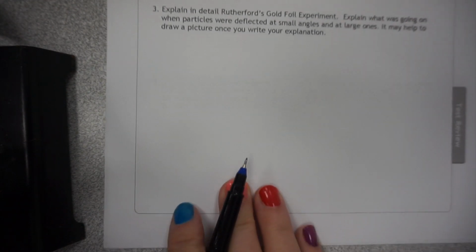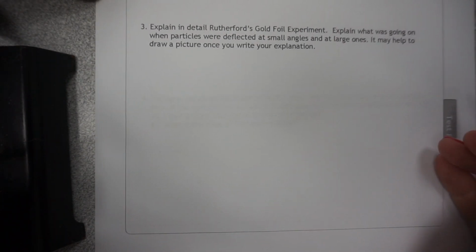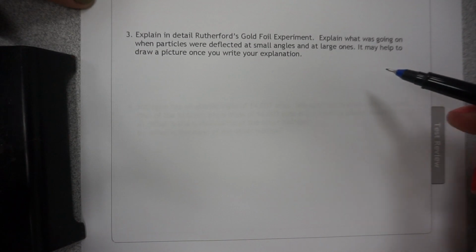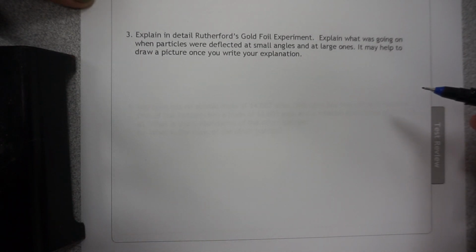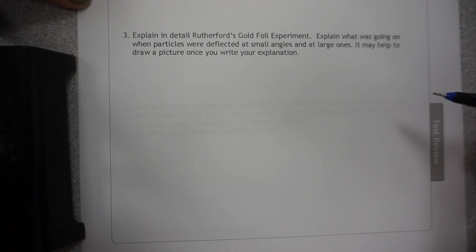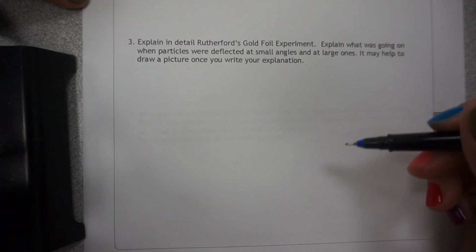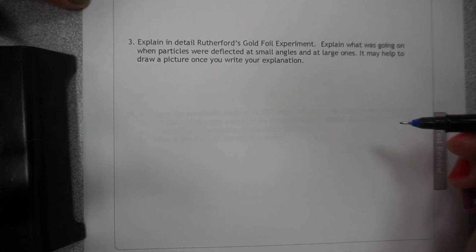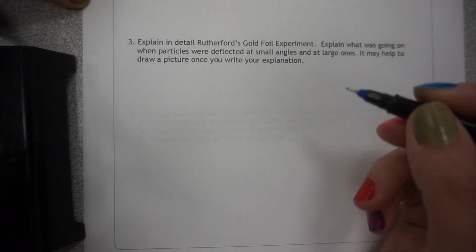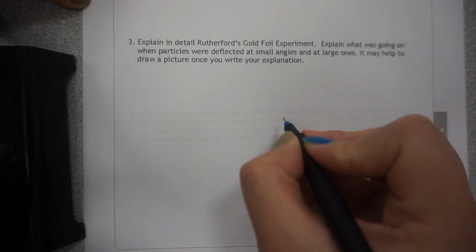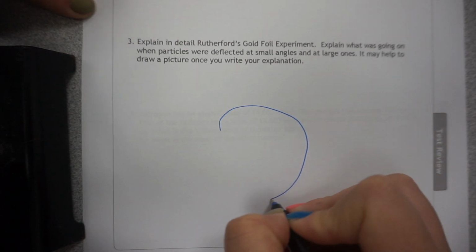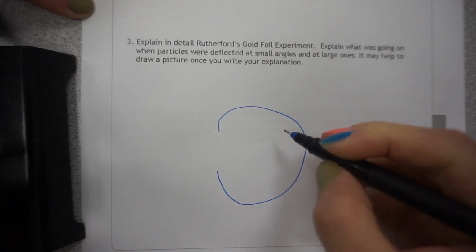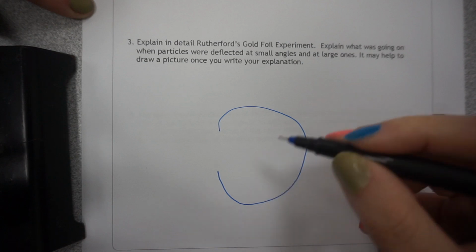Also, the next one is also exactly from your notes, but it says explain in detail Rutherford's gold foil experiment. Explain what was going on when particles were deflected at small angles and at large ones. It may help to draw a picture once you write your explanation. So this is a pretty big deal on the test. So basically, remember Rutherford's gold foil experiment. He had this shield, let me draw it, that would actually show where the alpha particles landed.